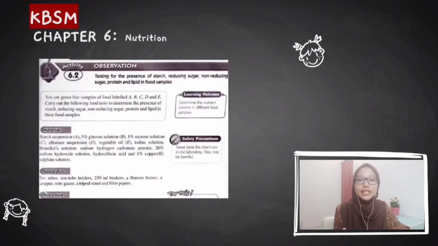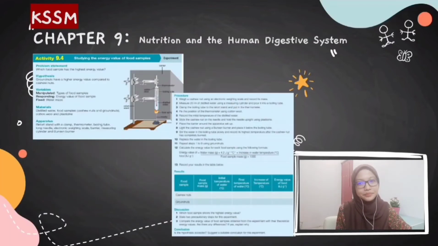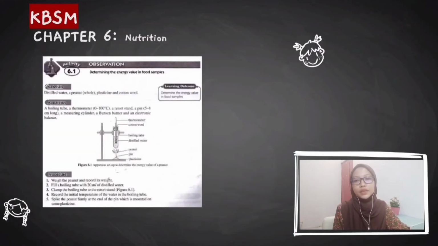As I look back in the KBSM practical textbook, Activities 9.1 to 9.3 in KSSM are compiled together as one activity, which is Activity 6.2 in KBSM. The experiment is about the same. Another compulsory experiment in KSSM is Activity 9.4. Students need to do an experiment to study the energy value of a food sample. It is quite a complicated experiment, however, it is very important knowledge and experience for the students. This experiment was also suggested in KBSM in Activity 6.1 as I show in this slide.